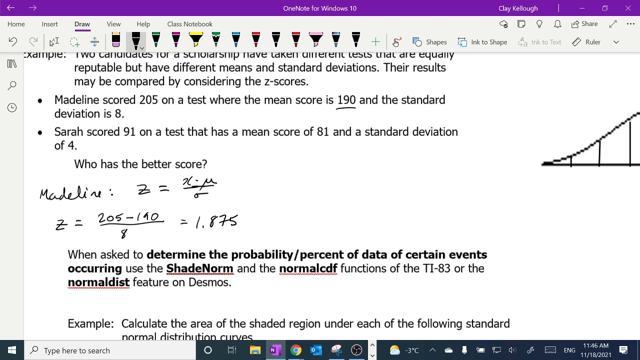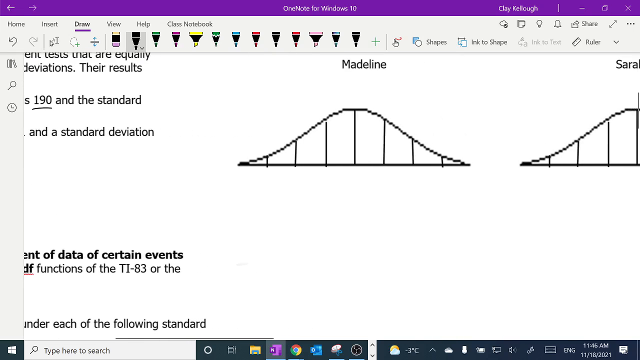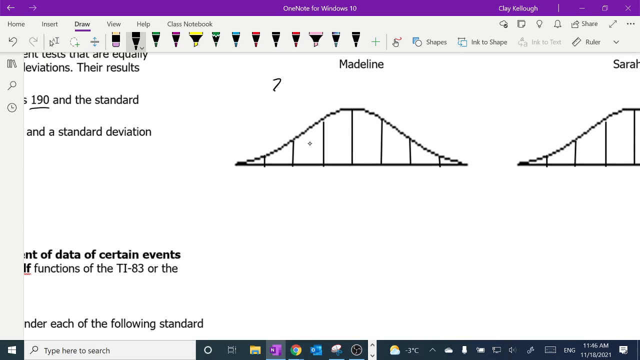So where would she be on a curve? Let's make a curve for Madeline. So they have a diagram underneath for yours, right? For Madeline, her z-score is 1.875. Her data has a mean of 190. The mean falls right in the middle, right? The standard deviation is 8. So this line is 1 standard deviation, it's 198. This is 2 standard deviations, it's 206. This one would be 182. And this one would be 174, right? Because we're counting downward by 8s.